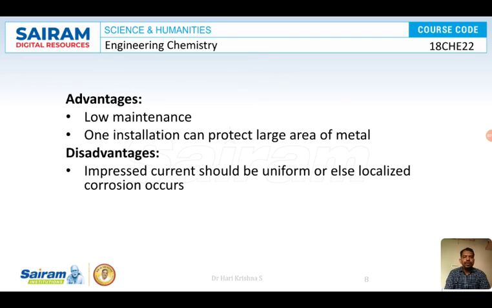Okay, so let us see what are the advantages. It is low maintenance cost, one of the major advantages. One installation can protect a large area of metal. Disadvantage, as I told you, impressed current should be uniform or else localized corrosion occurs.